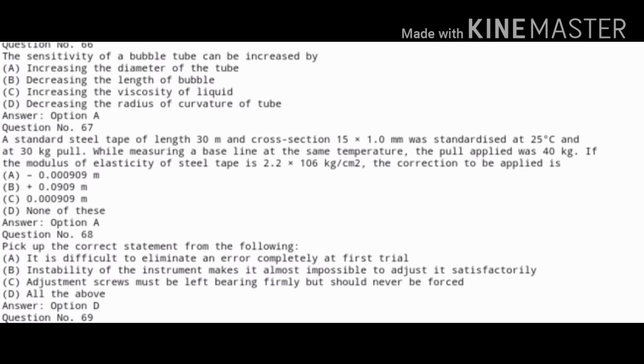A steel tape of length 30 meter and cross section 15 into 1 mm was standardized at 25 degrees Celsius at a 30 kg pull. While measuring a base line at the same temperature, the pull applied was 40 kg. If the modulus of elasticity of the steel tape is 2.2 into 10 to the power 6 kg per centimeter square, the correction to be applied is minus 0.000909 meter.